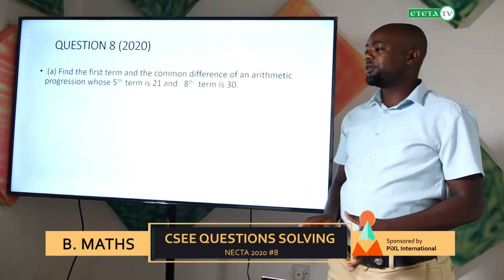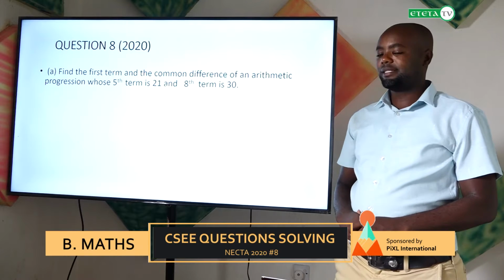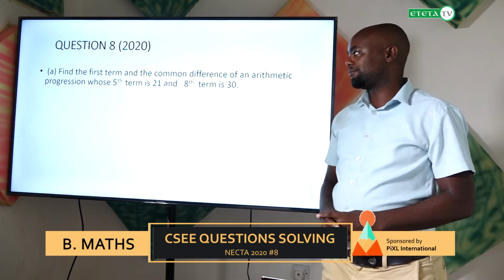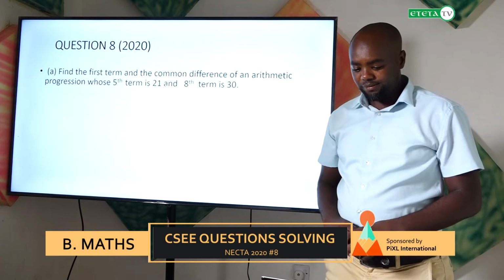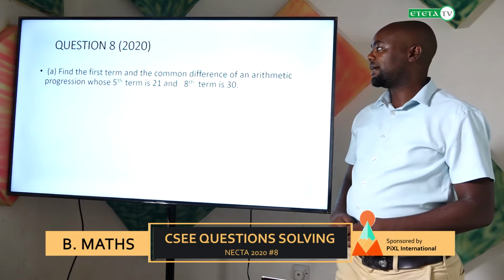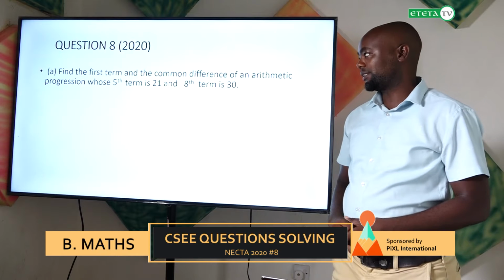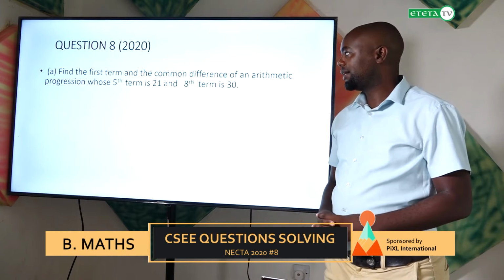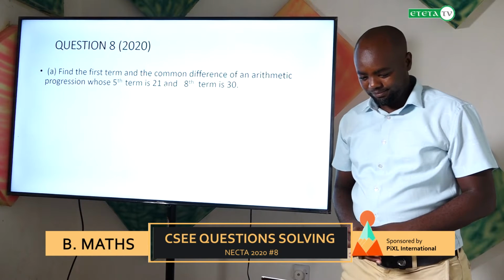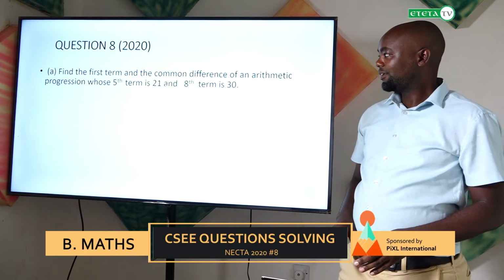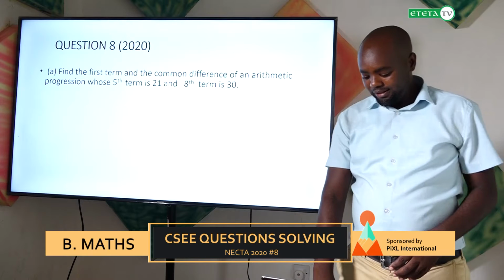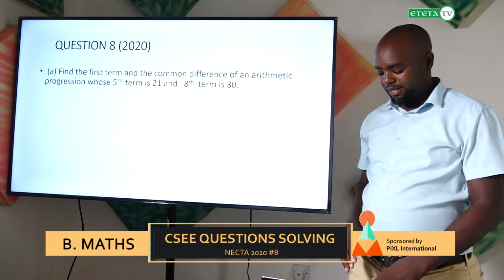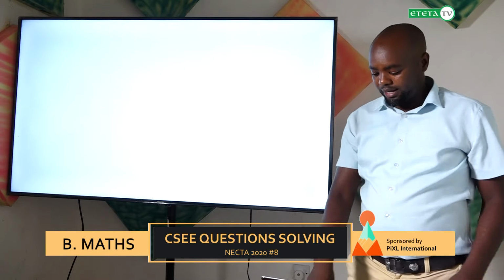So, in this topic, which is known as sequence and series, there are some common terms which you are supposed to understand: the word term, common difference, and other terms. Particularly in this question, you are asked to find the first term and the common difference, while you are given the information which is the fifth term and the eighth term. So, from the given information, those unknown terms you are supposed to assume. Just mark the unknown terms.